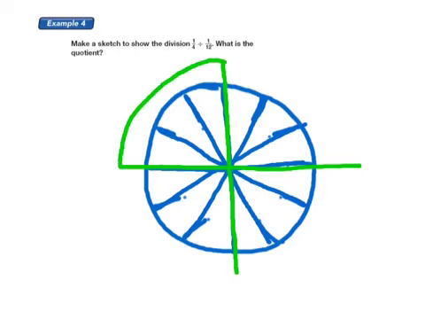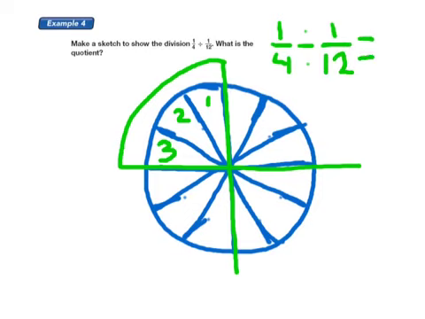So if I look at this fourth right here, I see there are 1, 2, 3 twelfths in 1/4. So 1/4 divided by 1/12 equals 3. Okay?